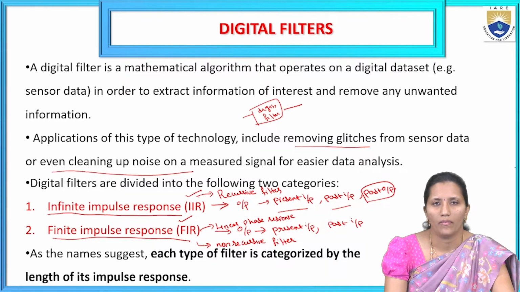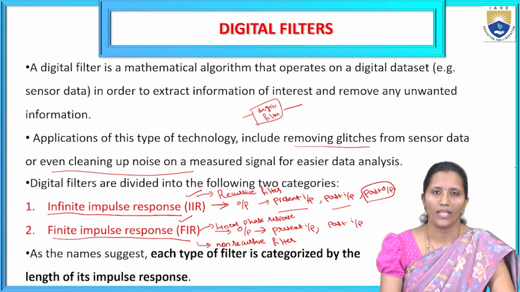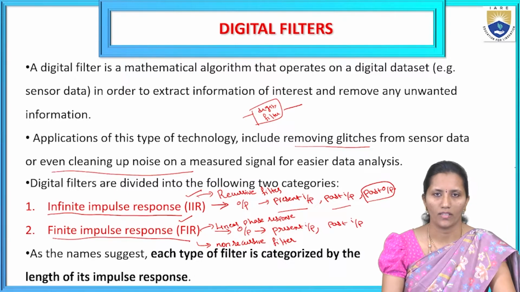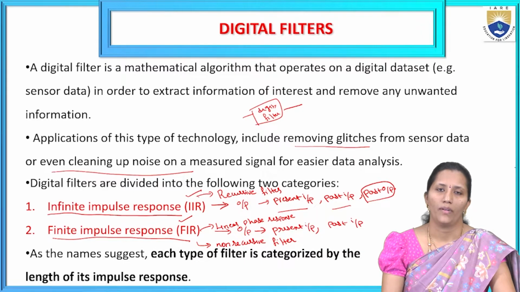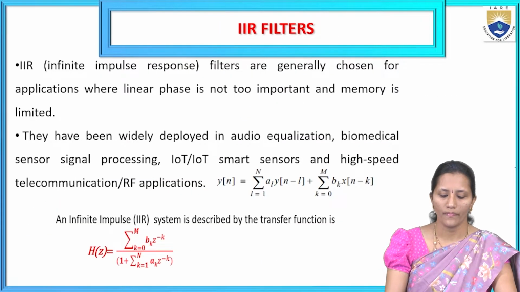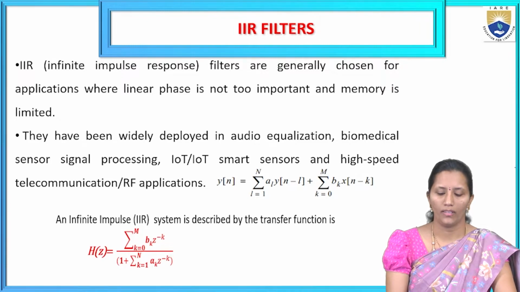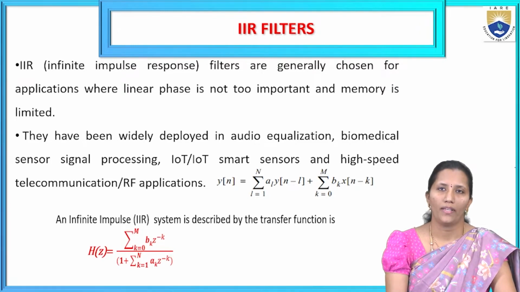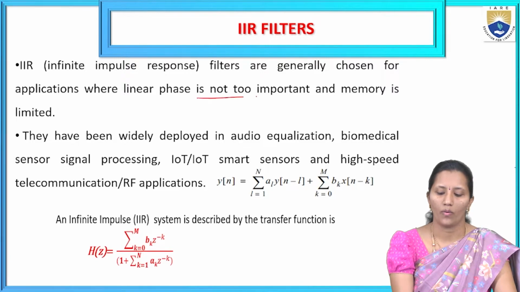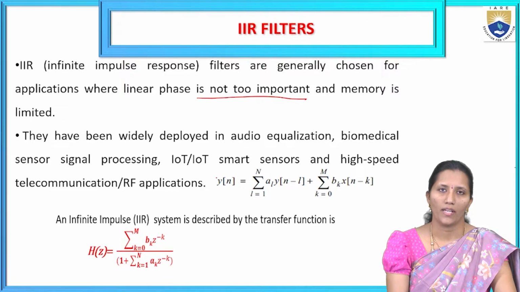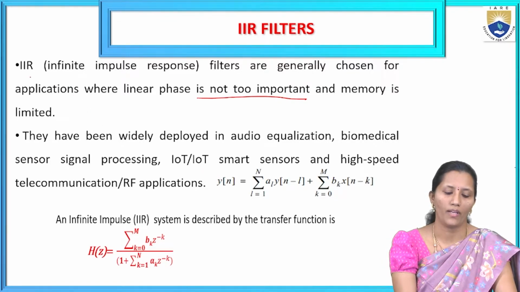Now we will discuss why we are going to study the IIR filter: the advantages of the IIR filter, the disadvantages of the IIR filter, and the basic design approach for the IIR filter. IIR filters are generally chosen for applications where linear phase is not too important and memory is limited, because the IIR filter will not satisfy the linear phase response. So wherever linear phase is not too important and memory is limited, we prefer IIR filters.